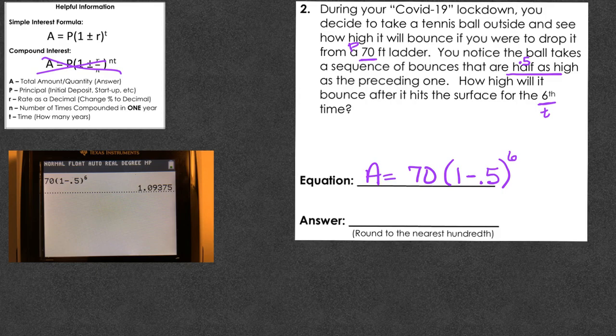And that gives us our total. It says that it's at 1.09375. Well, that's a little too crazy long for me. I want us to round to the nearest hundredth. Remember, the nearest hundredth is 2 decimal places.